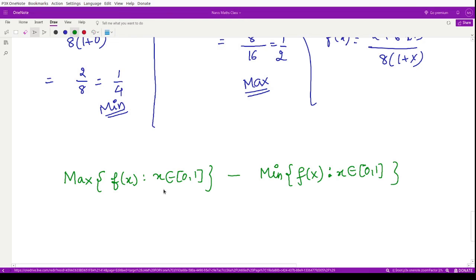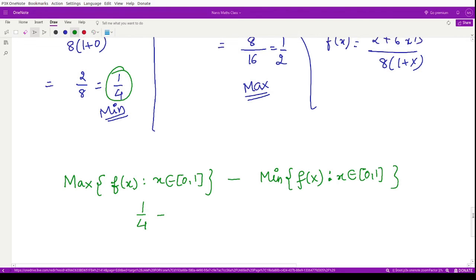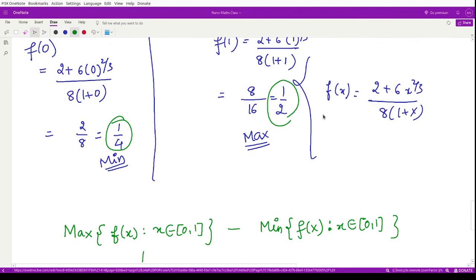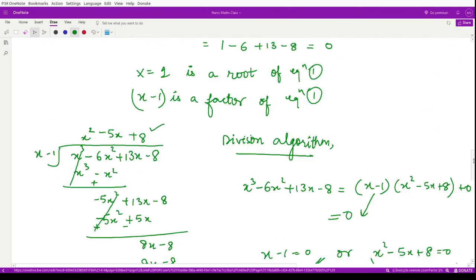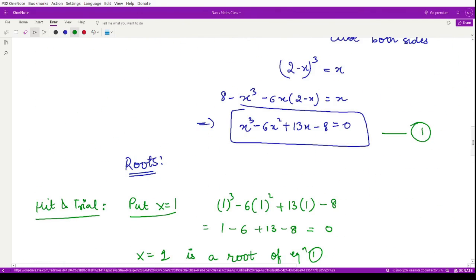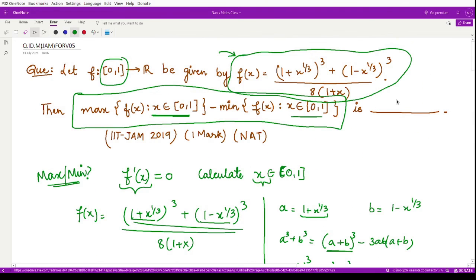So your maximum value is this one, 1 by 2, and the minimum value is 1 by 4. So this is 1 by 2 and you have 1 by 4. When you subtract this, you obtain the value as 1 by 4. So in decimals, we have this value 0.25 because we require the value in numeric decimal digits, right? So your final answer over here is 0.25. Now you see this is quite a simple question, right? And you obtain the answer as 0.25.